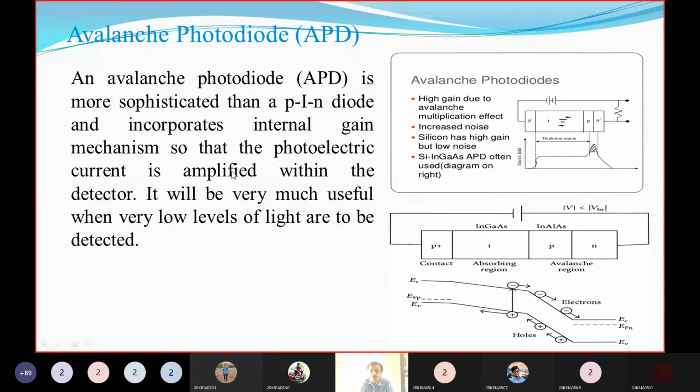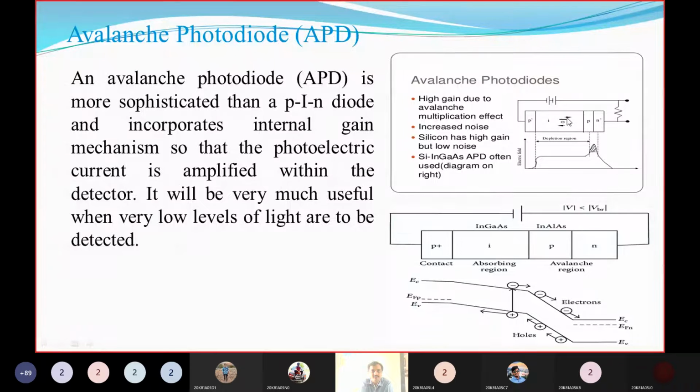Within the detector means the diode is used as a detector. That's why we mentioned within the detector. It will be very much useful when very low levels of light are to be detected. Very low level means low intensity of light, and the frequency should be greater than what corresponds to the energy gap. In every case the frequency should be greater.